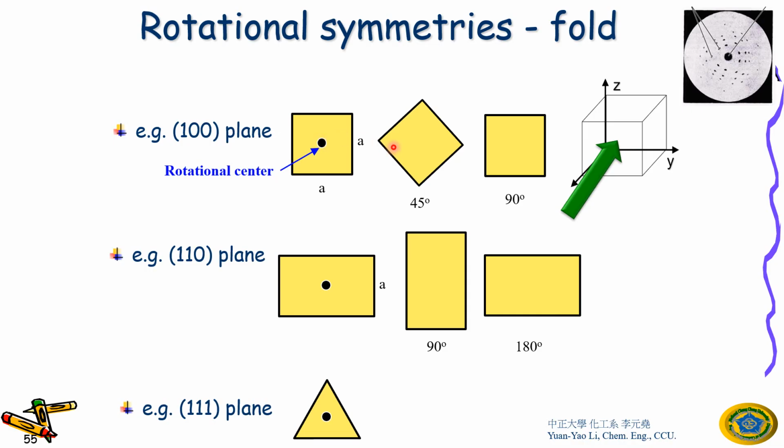When you rotate 45 degrees and 90 degrees, you realize that after you rotate 90 degrees, this is the same as this. The shape of this is the same as this. That means if you shoot from this direction and rotate 90 degrees, the pattern will be the same. And if the pattern looks the same after a 90 degree rotation, that means this plane is 100.